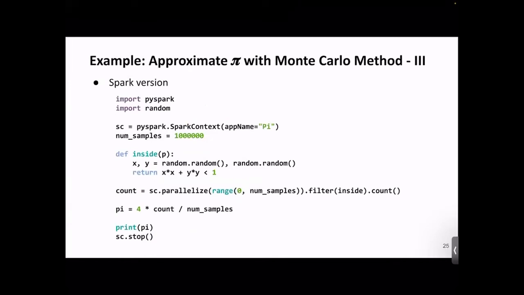Now, for Spark, this is how we do it. We create a Spark context, and then we define a function to decide if the point is inside or not. And then we use a Spark parallelize function call to run this inside function in parallel. And then finally count how many points are there in parallel, and then we get our pi value calculated.